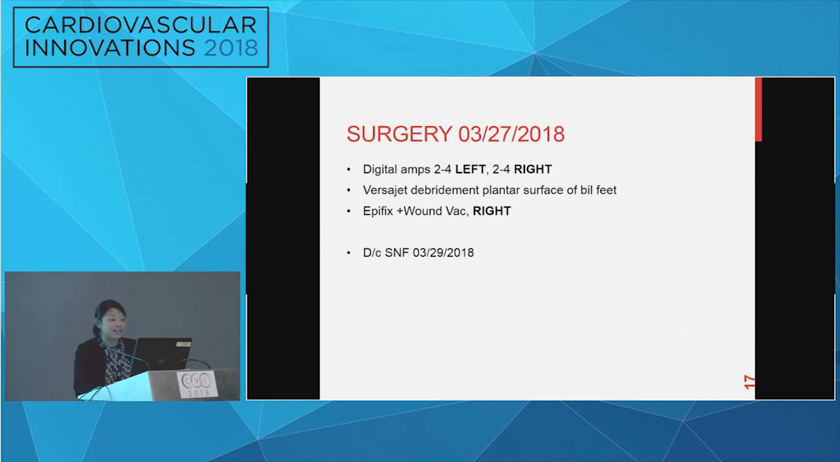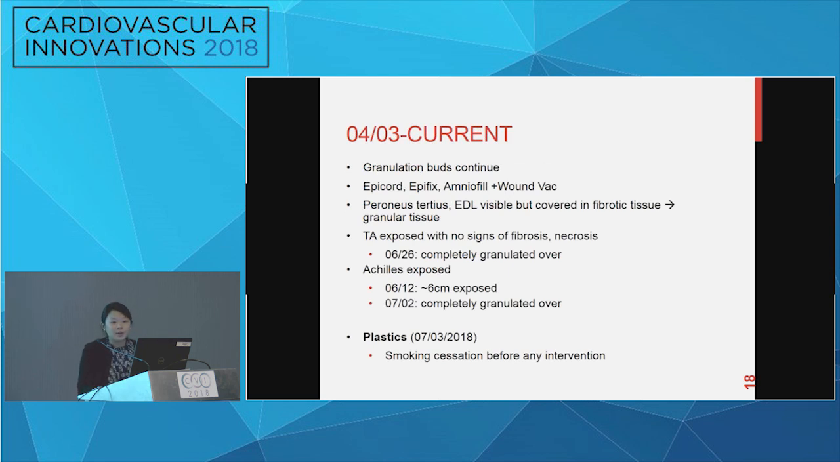So on the 27th, it was indicated that his digits had demarcated, so we took him to the OR and did bilateral 2 to 4 amputations of the digits, did a Versajet debridement to the plantar surface of both feet, and at that time in the OR, we applied a large EpiFix and wound vac onto the right lower extremity to help get that granulation tissue in. He was discharged to a SNF about 2 days later. Since then, we've been following up with him in clinic on a weekly basis, and he just kept progressing, which is always surprising because we had already talked with him about, if this fails, we're looking at a BKA, which of course no patient wants.